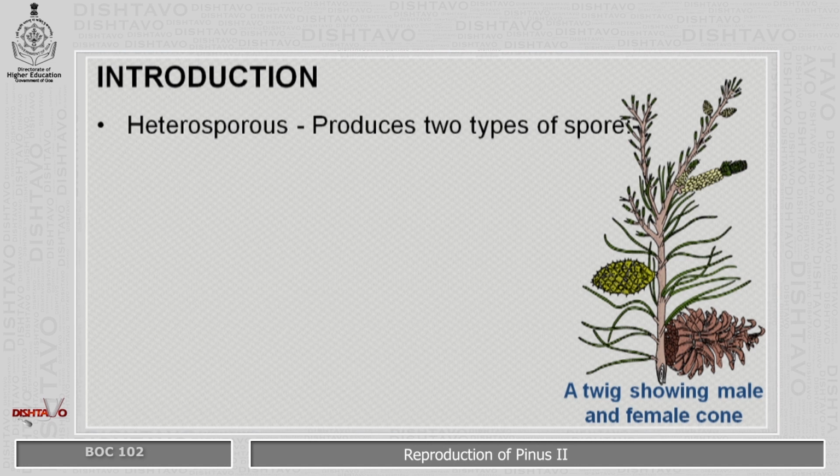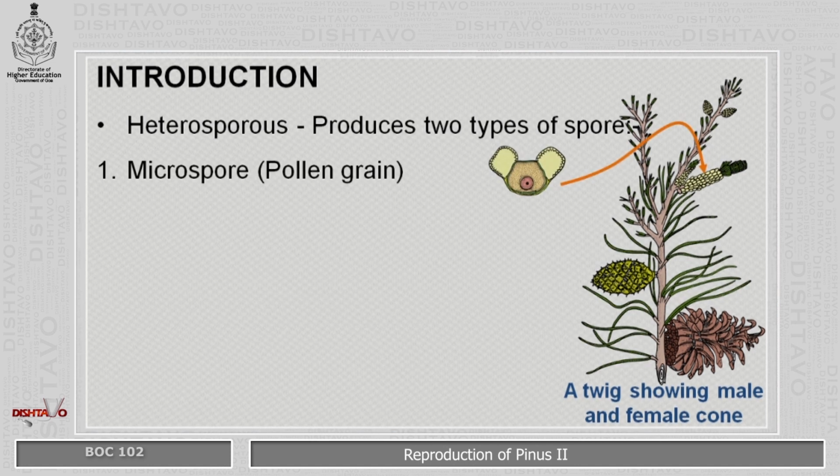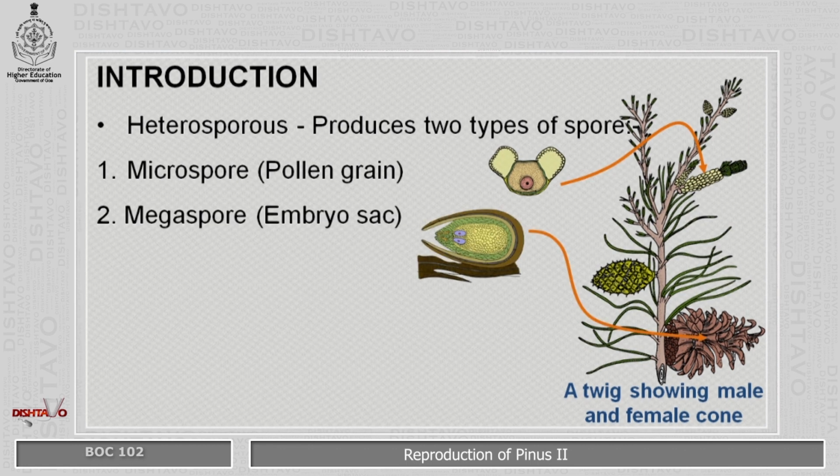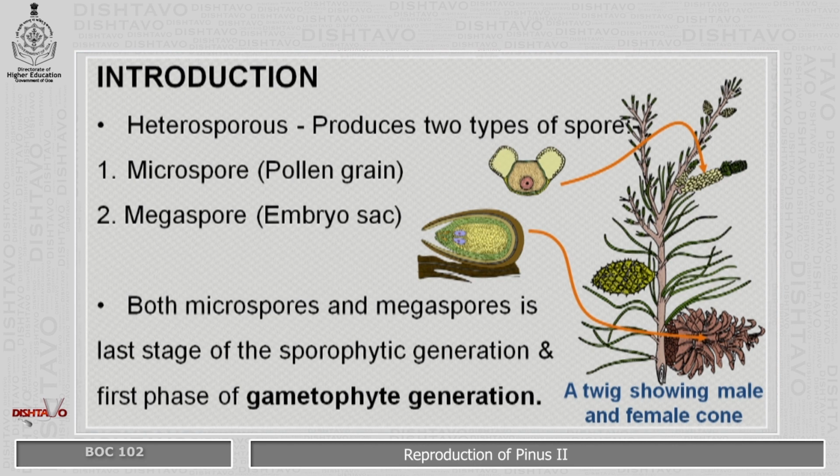Pinus is heterosporous, which produces two types of spore. One is the microspore, the pollen grain. Second is the megaspore, the embryo sac. Both microspore and megaspore are the last stage of the sporophytic generation and the first phase of the gametophytic generation.